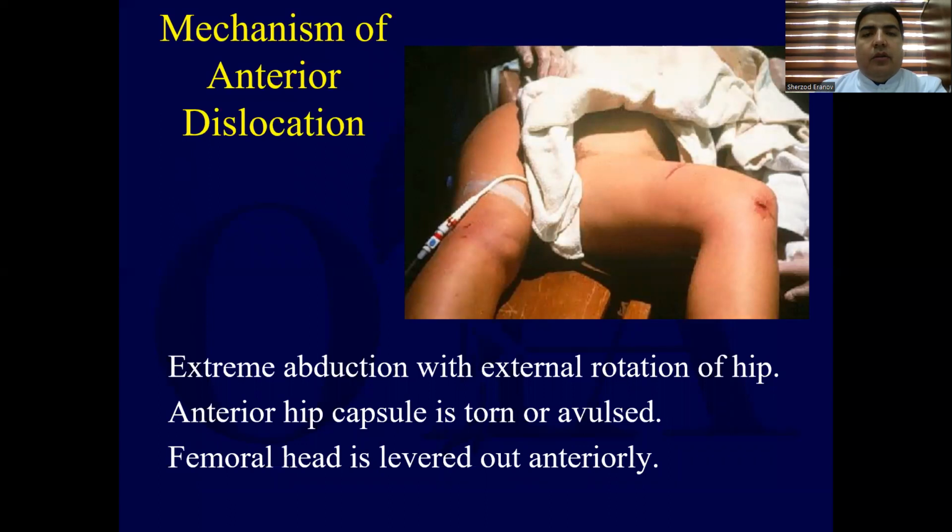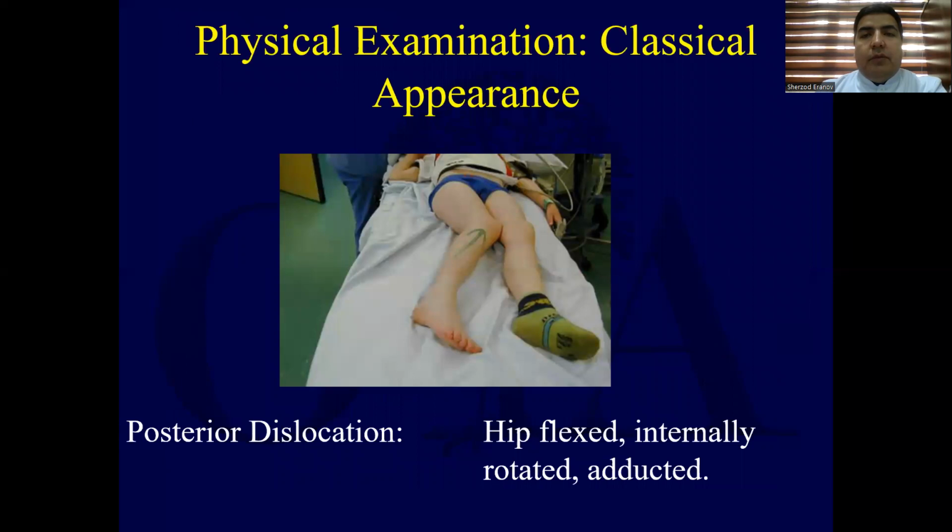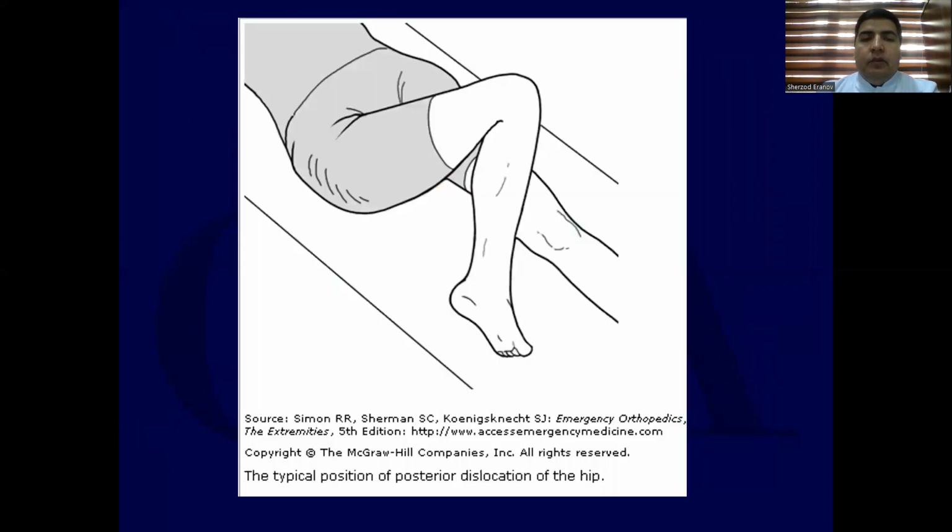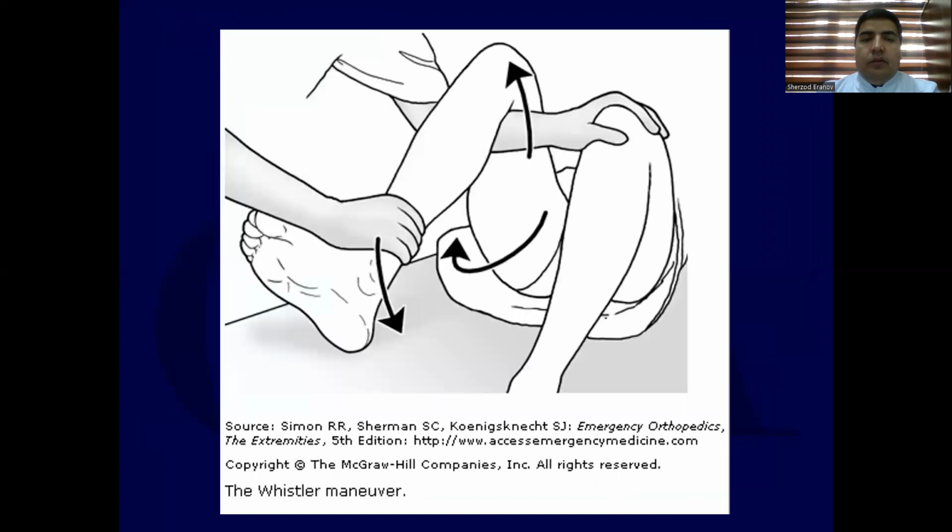Mechanism of anterior dislocation. Extreme abduction with external rotation of hip. Anterior hip capsule is torn or avulsed. Femoral head is levered out anteriorly. Physical examination, classical appearance. Posterior dislocation, hip flexed, internally rotated, adducted. The typical position of posterior dislocation of the hip. The Allis maneuver.